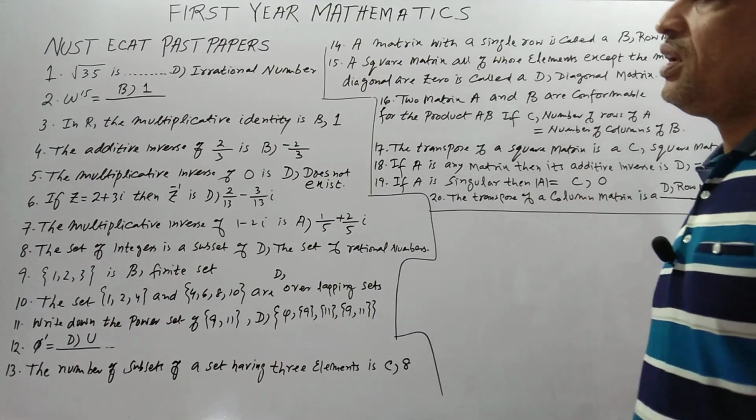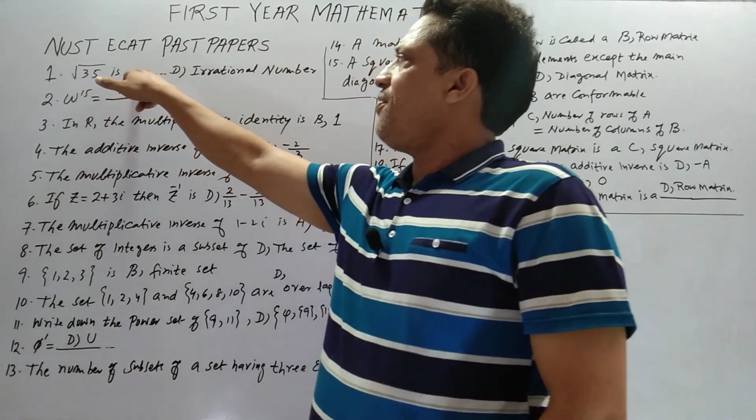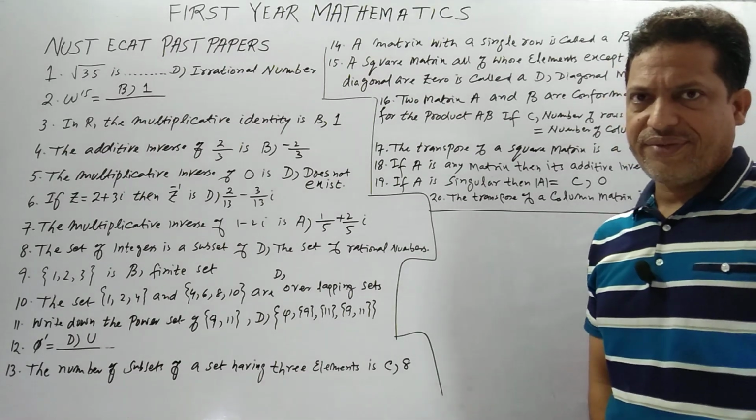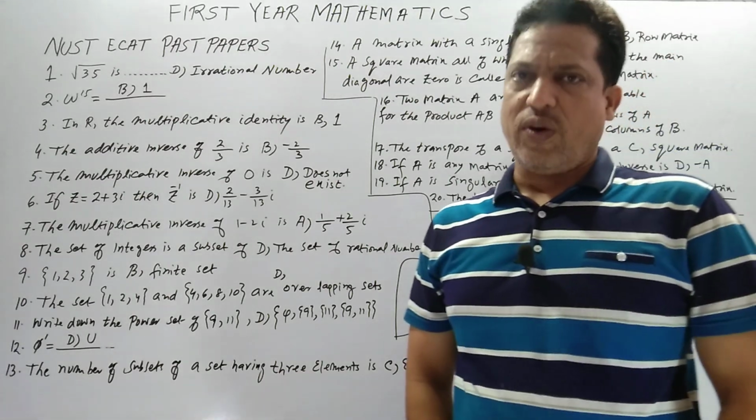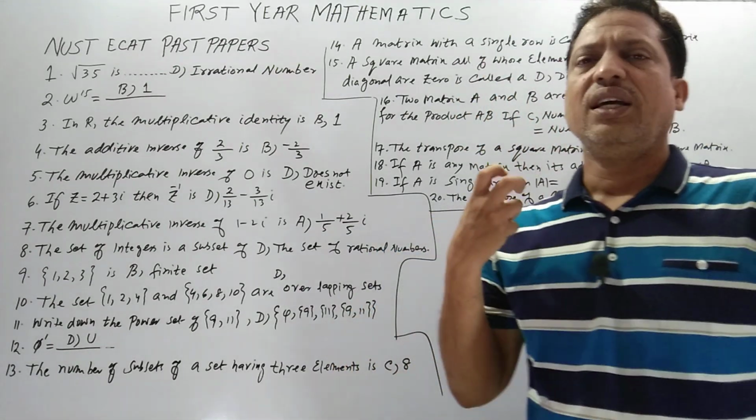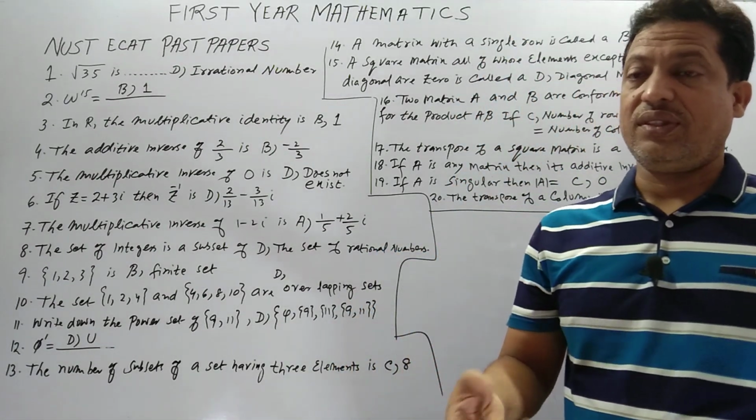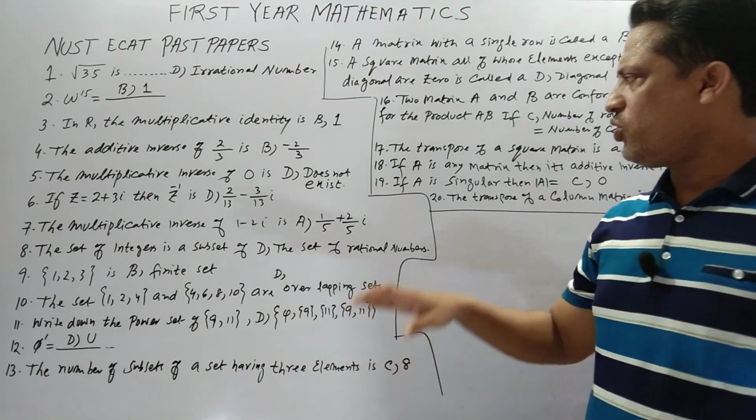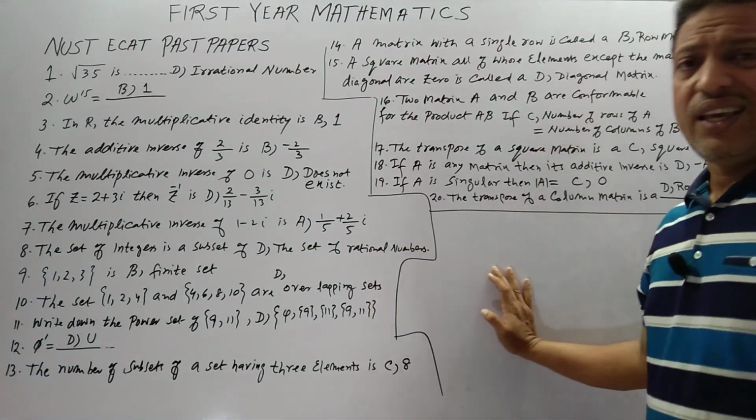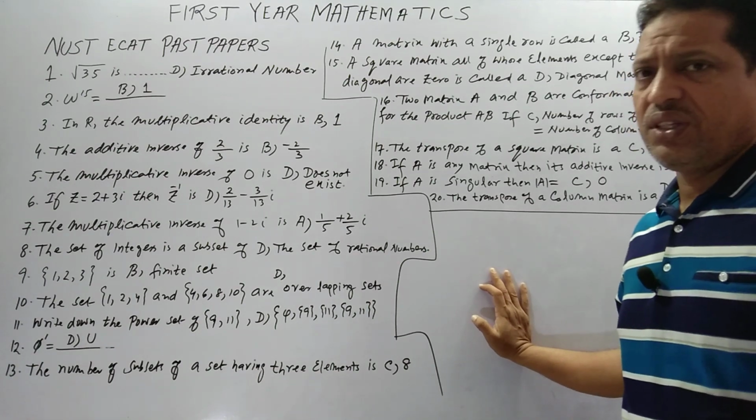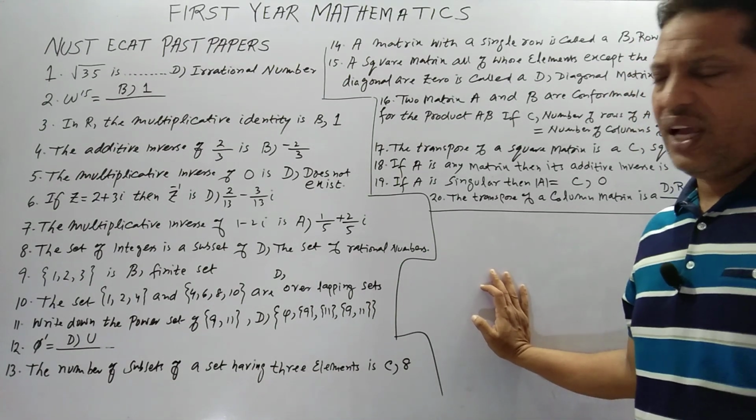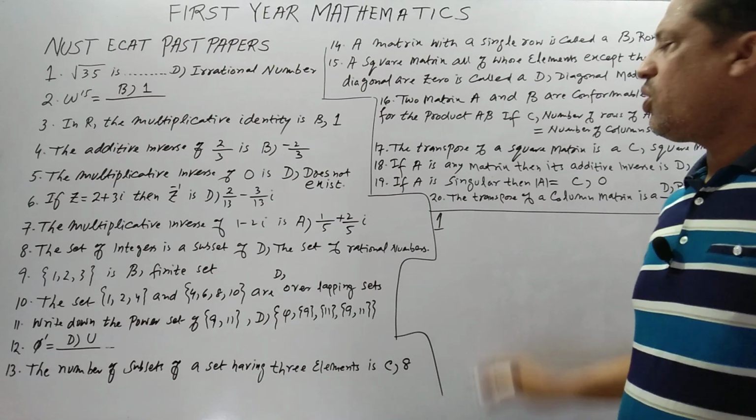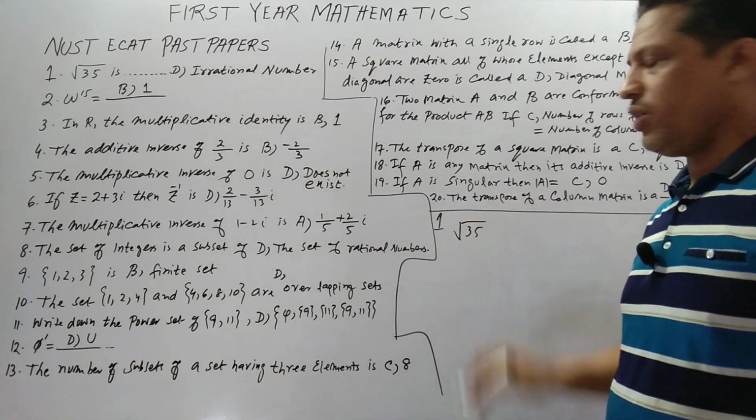Question number 1. Square root of 35 is dash dash dash dash. Students, every MCQ has 4 choices, 4 options, and we have to select one correct option. But I didn't write the 4 options because I don't have much time to write them for each question. I just wrote the answer of the given question and I will explain it here. So first question, root 35 is what?